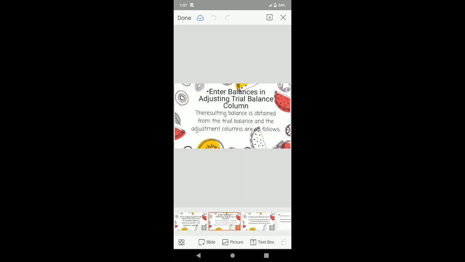Third step is enter balances in adjusted trial balance columns. The resulting balance obtained from the trial balance and the adjustment columns is recorded in the adjusted trial balance columns. The adjusted trial balance columns are totaled to demonstrate that no arithmetic errors have been made. For example, debit plus debit, and then credit plus credit, or debit minus credit, or credit minus debit.